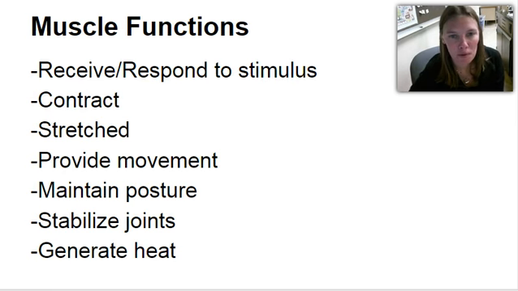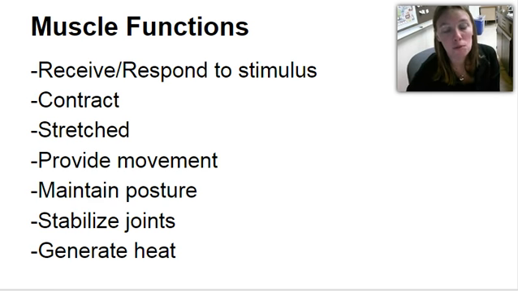So let's talk about what muscles can do for us. You can see there's quite a list here of things that muscles can do. They can respond to stimulus. They can receive stimulus from our environment and respond through our nervous system. They can contract, they can be stretched, they help us maintain our posture and provide us movement. I mean, without muscles, we wouldn't be able to move at all.